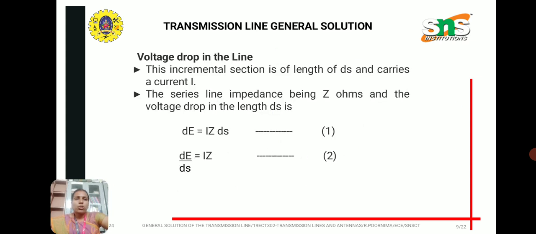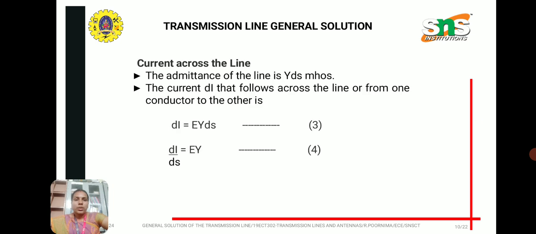First of all, the voltage drop in the line. This incremental section of length ds carries a current I. In the previous diagram we have seen the T network, where the series line impedance is Z ohms. So the voltage drop dE is taken as current into impedance, that is I into Z ds. This is the voltage drop. So dE by ds is taken as I into Z. Like that we calculate the current.